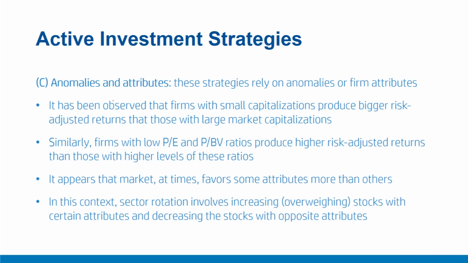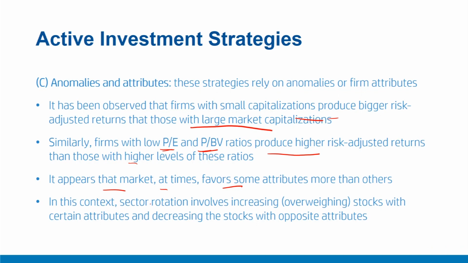Another very important and often followed strategy is anomalies and attributes. It has been observed that financial markets are not always efficient, and there are certain anomalies and attributes that are favored by the market, and sometimes there are opposite anomalies and attributes that are favored by the market. For example, it has been observed that firms with small market capitalization produce larger risk adjusted returns as compared to large market capitalizations. Similarly, firms with low price to earning and low price to book ratios produce higher risk adjusted returns as compared to those stocks with higher price to earning or higher price to book value levels. It appears that markets at certain times favor certain attributes more than others, and the quantum of this difference is higher at certain times and lower at other times.